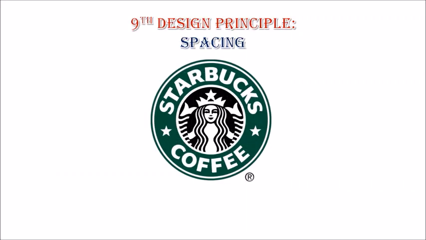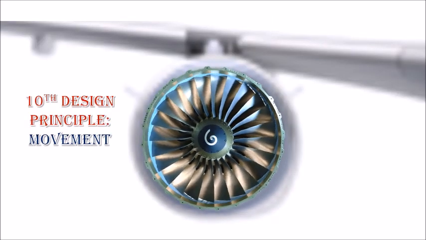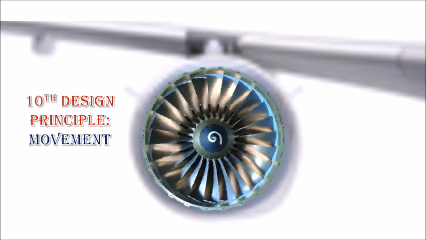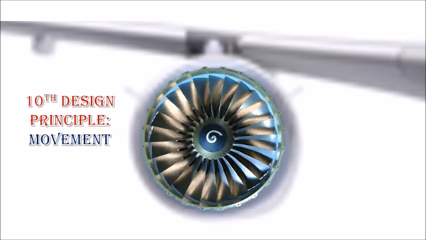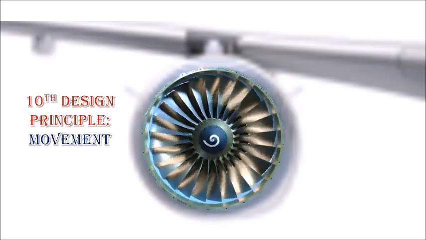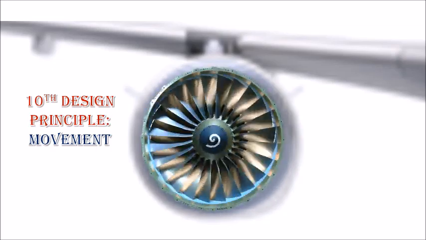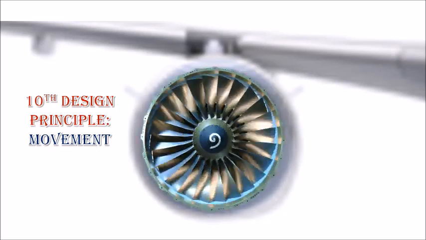Spacing is the ninth principle. It refers to design areas that have no elements. This space is important for making a design look organized as well as making various elements stand out. Movement is the 10th principle of design. It is the way a person's eyes travel over a design. The most important element should lead to the second most important one, and so on. This can be done by positioning, emphasis, and other design principles.